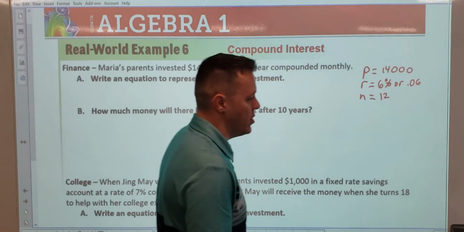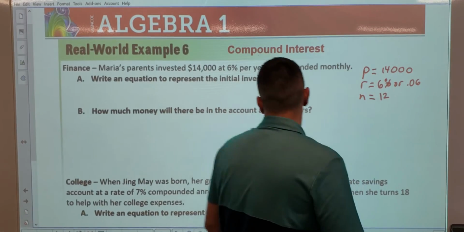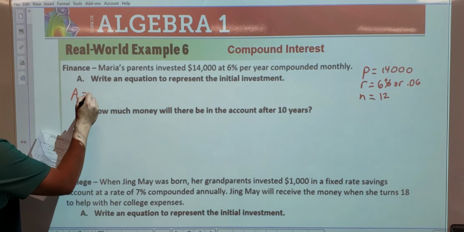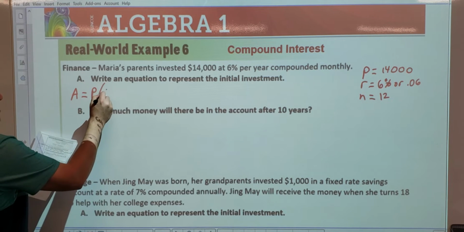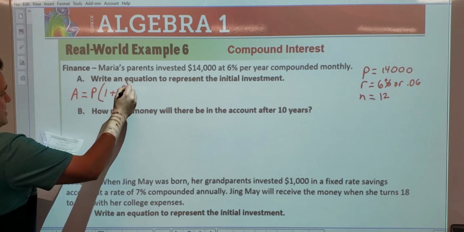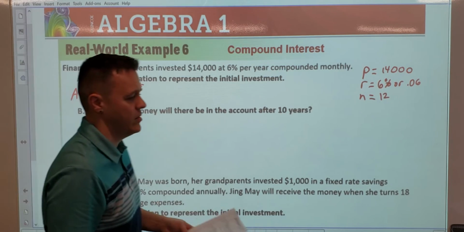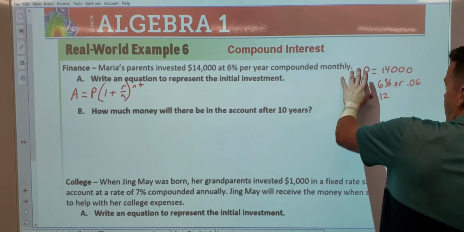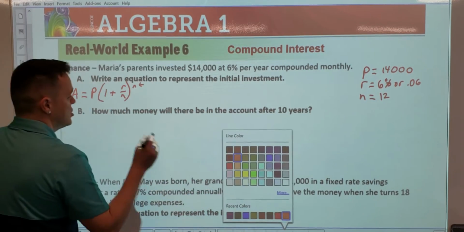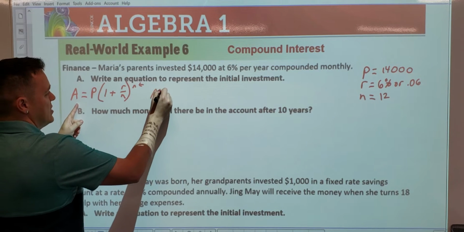All right, so our formula, let me write it down so I have it, is going to be A equals P times 1 plus R over N, all to the N times T power. Now fill in what we know. We know the P, R, and N, so you fill it into this equation. Our A, we don't know. That's what we're shooting for.